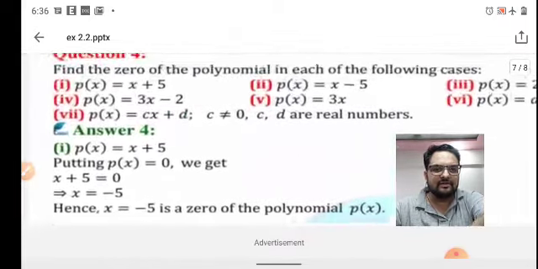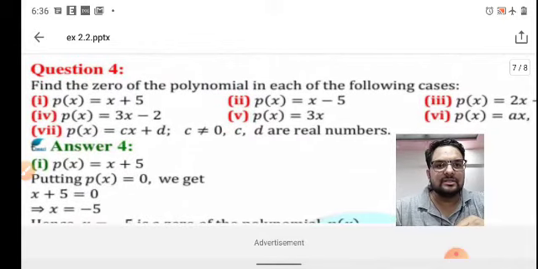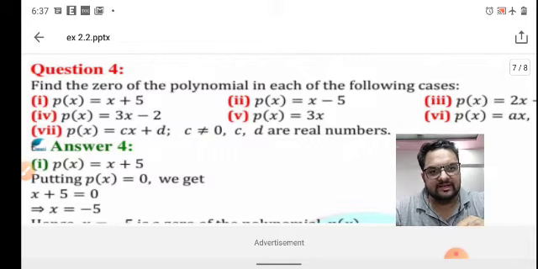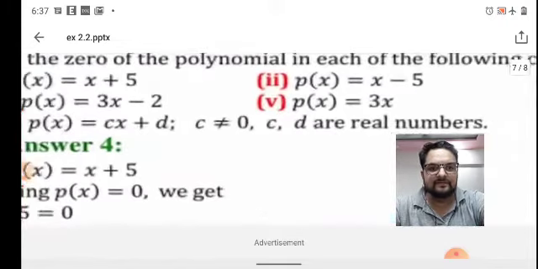Here is question number 4. It asks us to find the zeros of the polynomial in each of the following cases. When we talk about finding the zeros, it means we have to find the value of x. Since we want to find the zeros, we equate all these algebraic expressions, p of x, to 0, which will help us find the value of x, called the zero of the given polynomial. Let's see the first question.